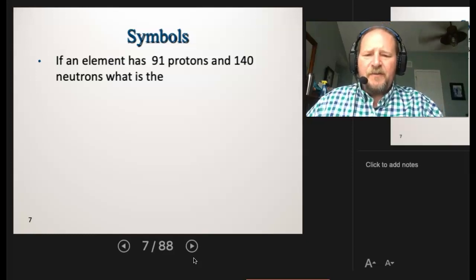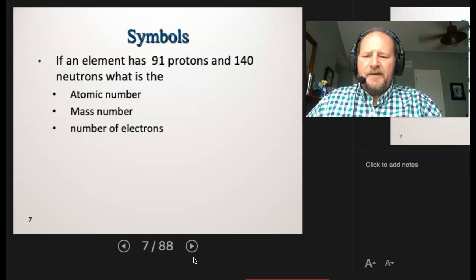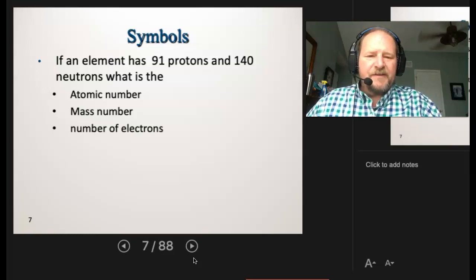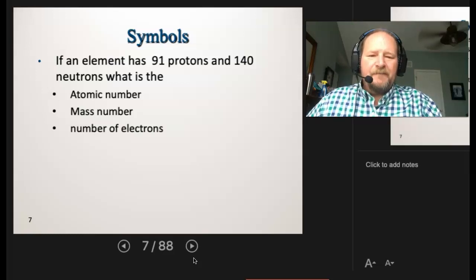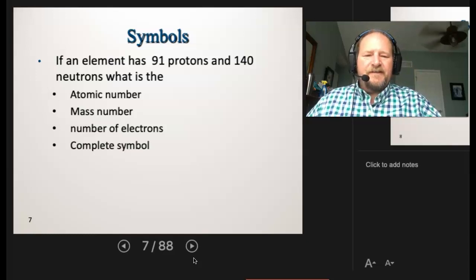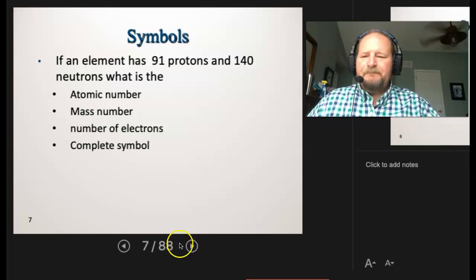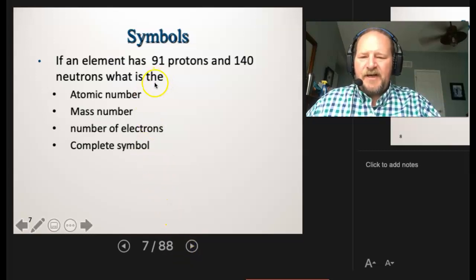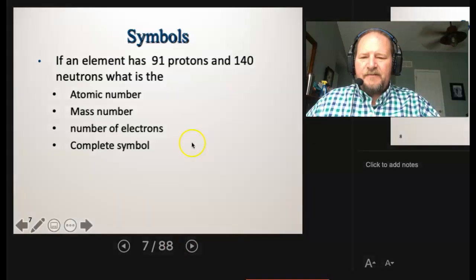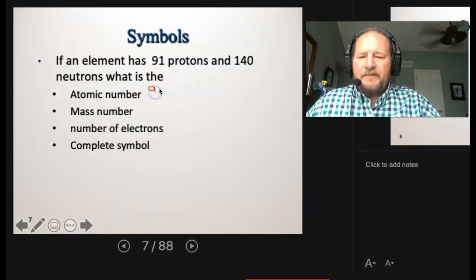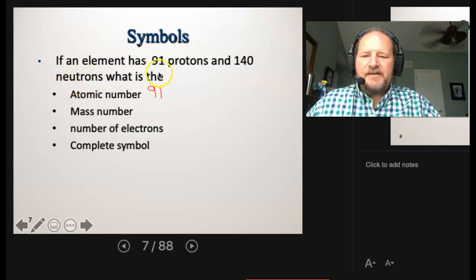If an element has 91 protons and 140 neutrons, and I'm going to give you the same question, we're going to have to make the assumption here that we have a neutral atom. That's going to be the key. And of course, at the very end here, you'll give me the complete symbol. So hopefully you didn't put that periodic table away just yet. Now, if an element has 91 protons, then we know the atomic number is going to be 91. The mass number here, this time they didn't give us the mass number, they gave us the neutrons and the protons. So we're simply going to add those two together.